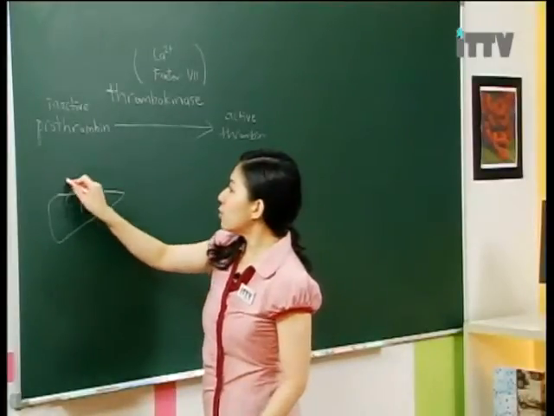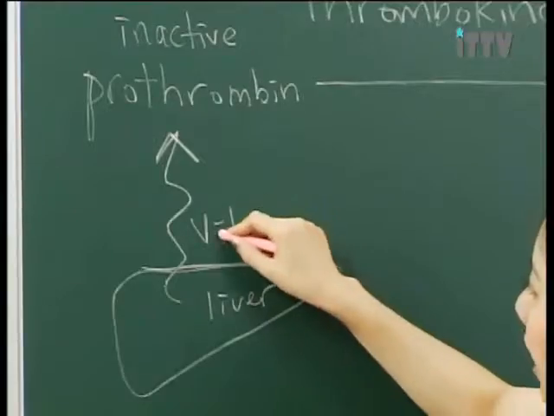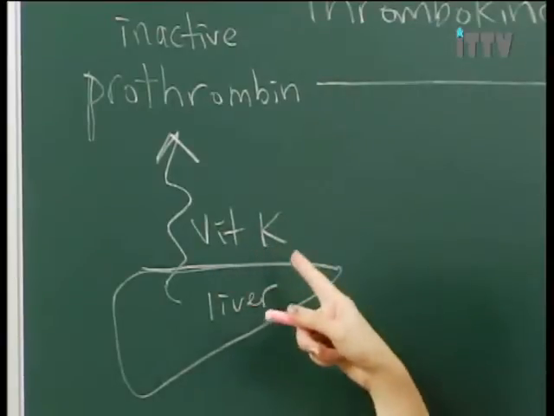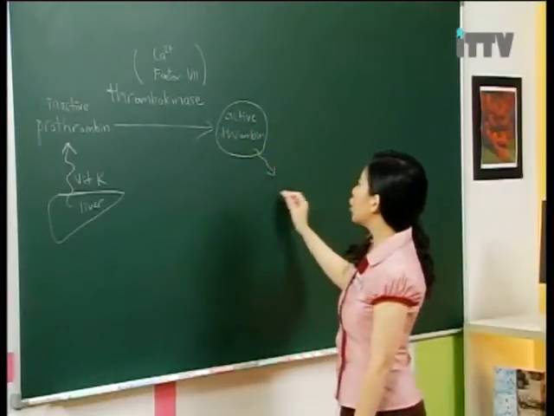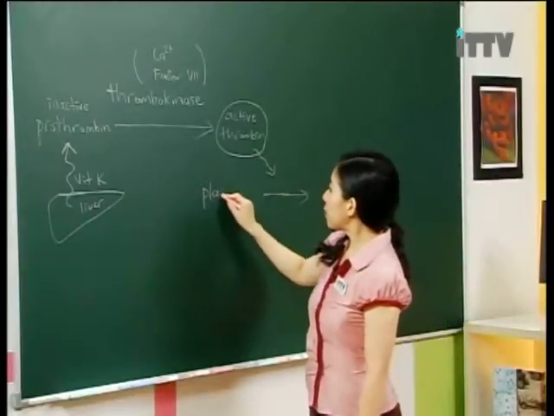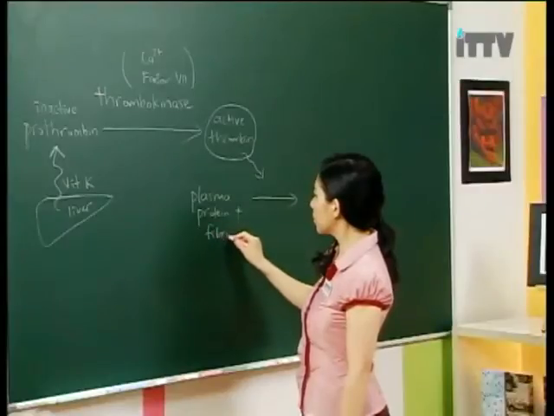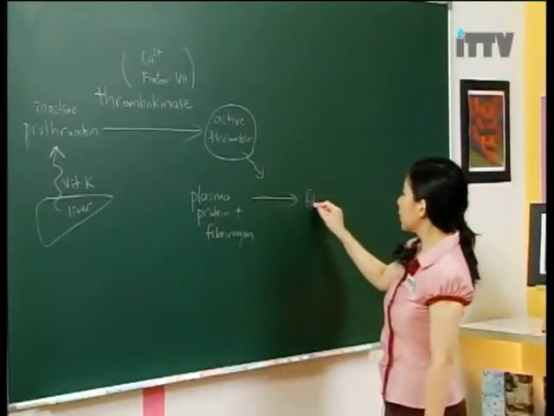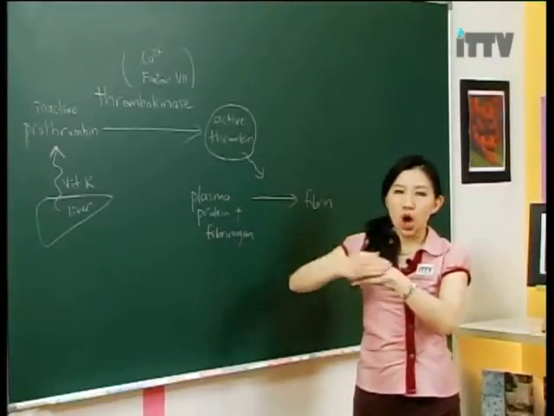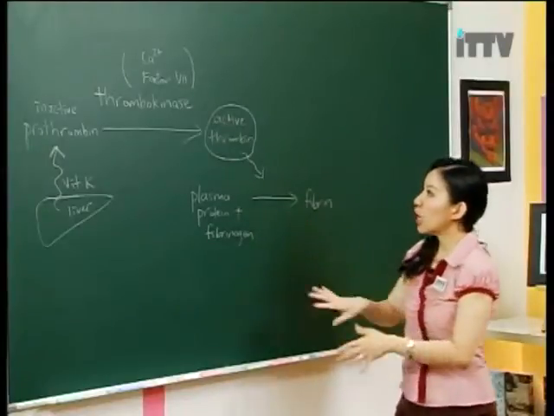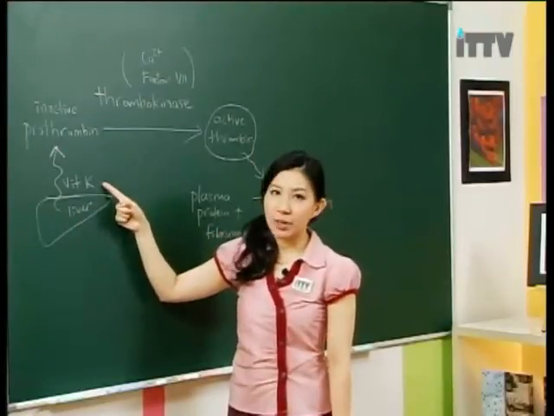So the liver releases inactive prothrombin, and in order for inactive prothrombin to be released by the liver, this process needs vitamin K. As you recall, vitamin K is needed for blood clotting. And active thrombin is needed because active thrombin will convert the plasma protein, fibrinogen, into fibrin. Now, fibrin is needed because it will form fibrin threads to lock in the blood and allow the blood to clot.